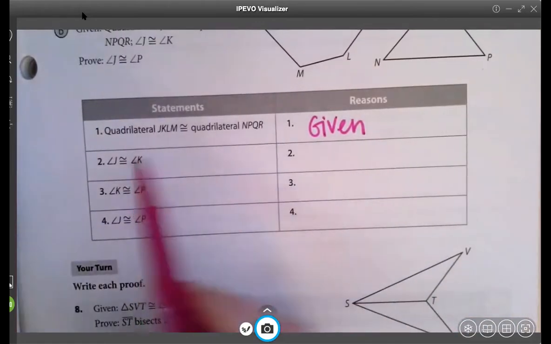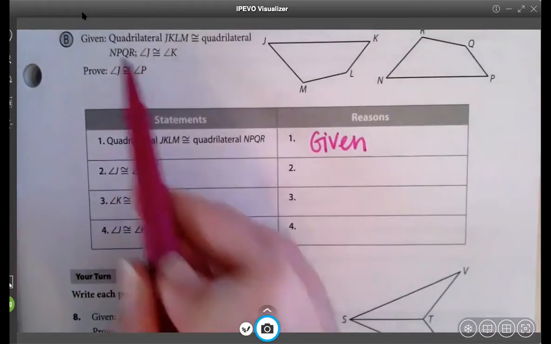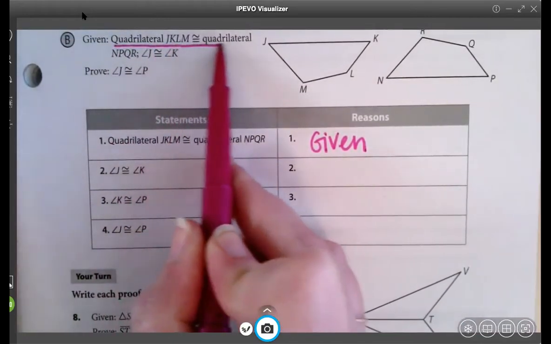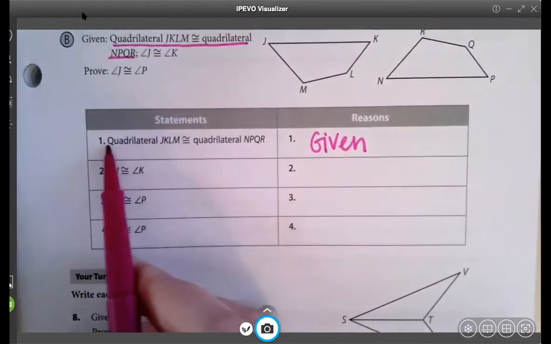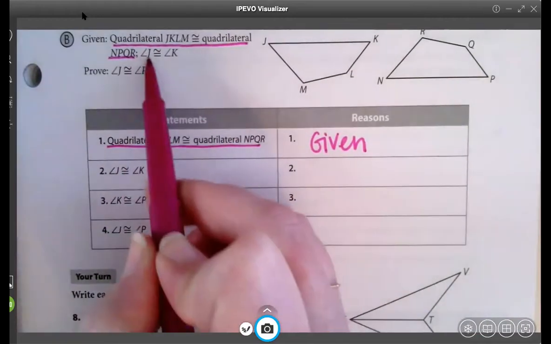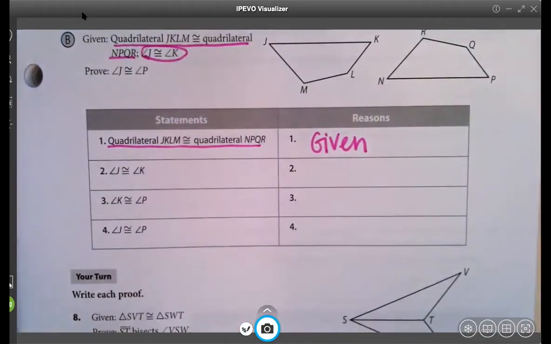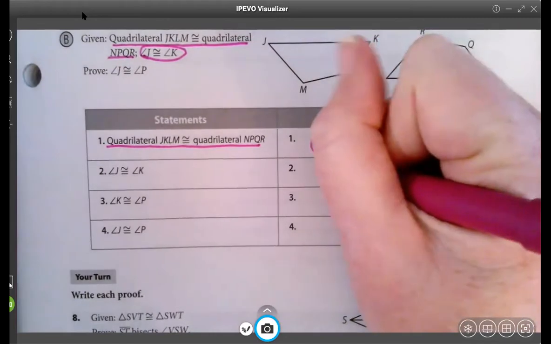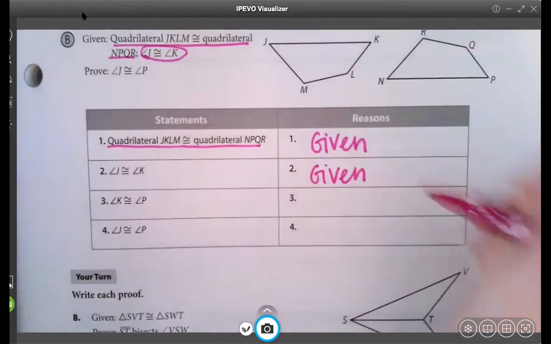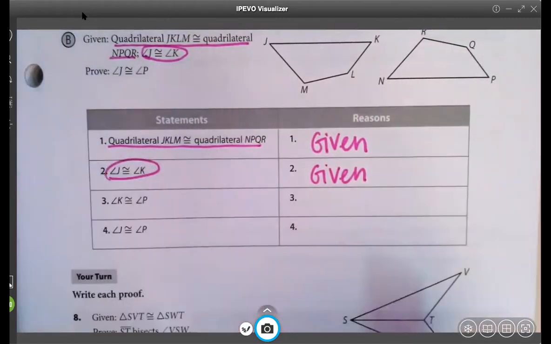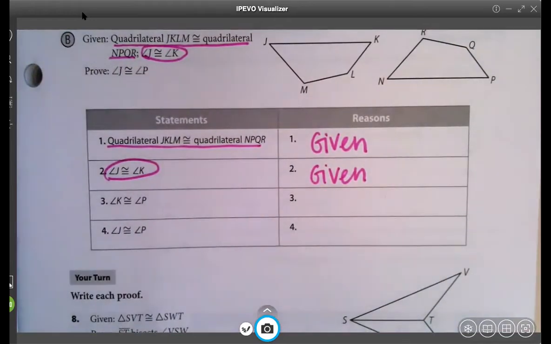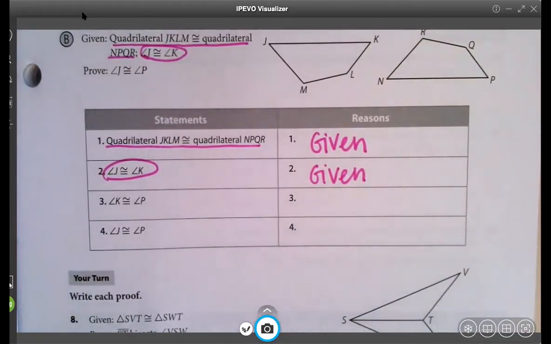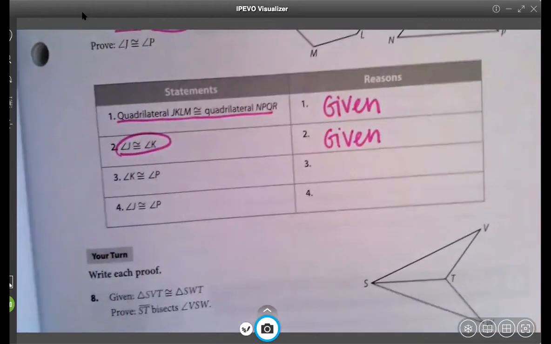And we're actually given two pieces of information. Quadrilateral JKLM is congruent to quadrilateral NPQR. That's right here. Where is this one? Line what? 2. So we're going to put given again in line 2, because we were given two pieces of information and they put it on two different lines, so we need to have given on two different lines. So now let's look and see what we've got.